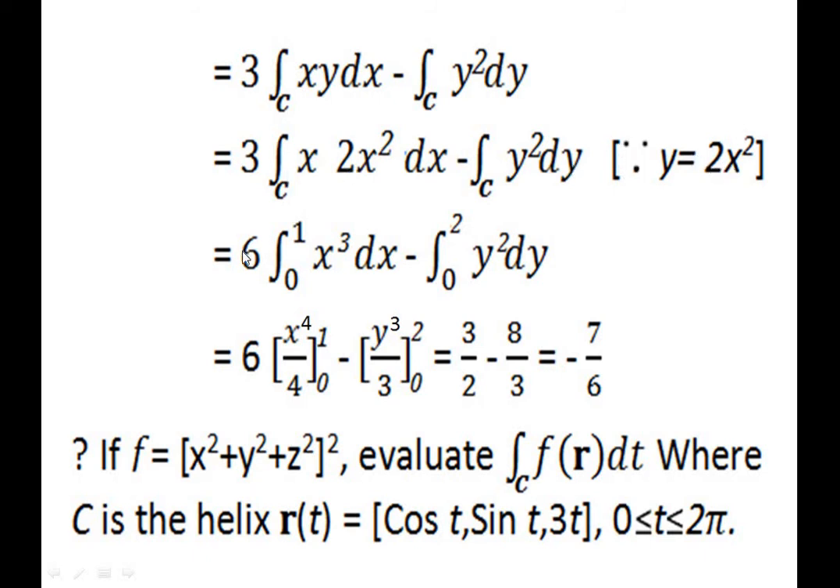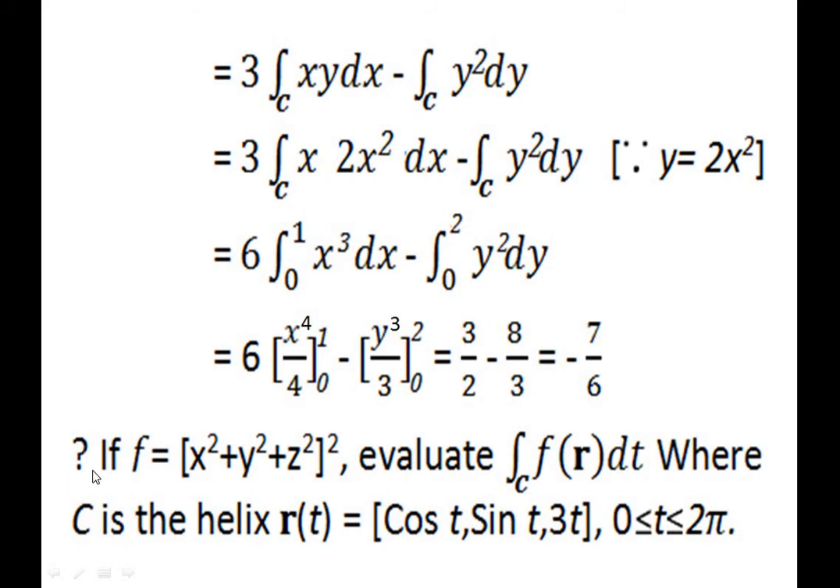So taking 2 outside, we get 6 into the integral from 0 to 1 of x cube dx minus the integral from 0 to 2 of y square dy, with limits 0 to 1 and 0 to 2. We know x varies from 0 to 1 and y varies from 0 to 2 in the parabolic curve. Then integrating, we get 3 by 2 minus 8 by 3, that's equal to minus 7 by 6.